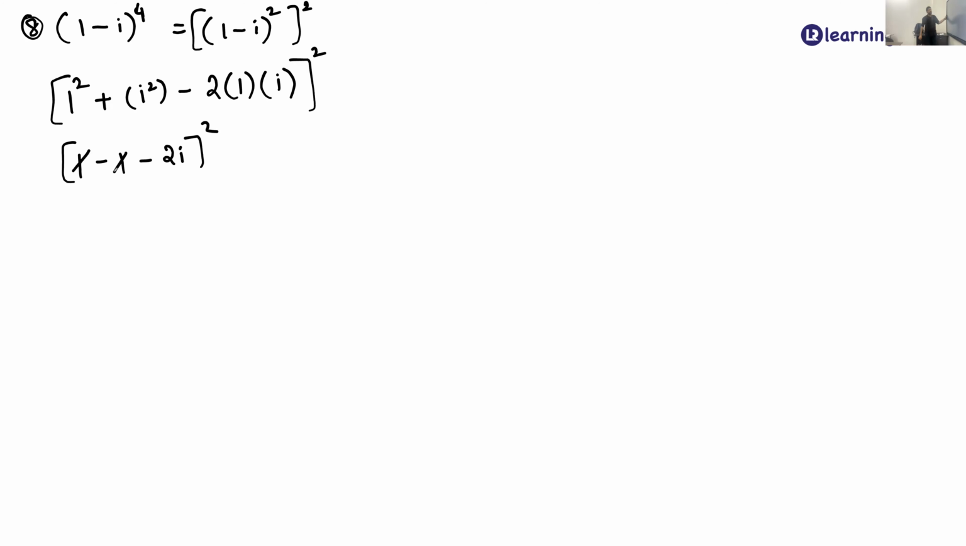1 and 1 get cancelled. Minus 2i the whole square is going to be 4i square, which is going to be minus 4. So the answer will be minus 4 plus i into 0. This is a, this is b. Basically, they are asking you to write it in the real plus imaginary part.